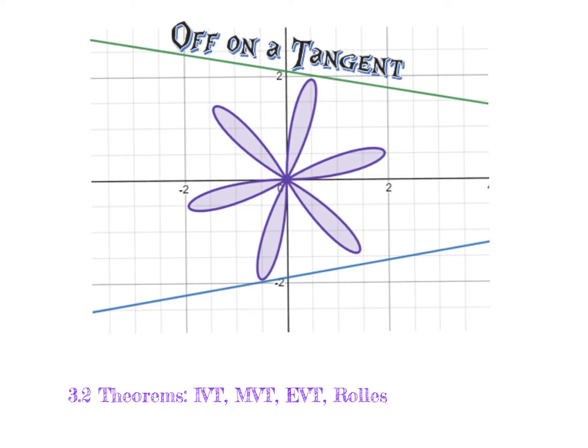Hello and welcome. In this video, we're going to talk about some of the main theorems of calculus: the mean value theorem, the intermediate value theorem, the extreme value theorem, and Rolle's theorem, and how they relate and how they're different, when to use them, and what conditions need to be shown in order to use them. So let's go ahead and jump right in.